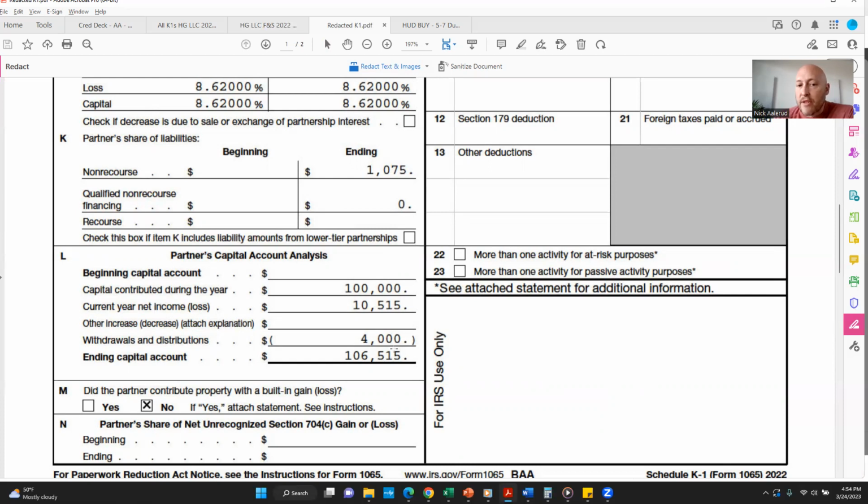There was 4,000 distributed of their capital account for a preferred return during this year, which leaves their capital account at 106,515. So you don't really have to do anything with this except hand this to your CPA. The CPA is going to take all the information they need off of this. But this is kind of the basis right now for this investor, 106,515 after the year end.